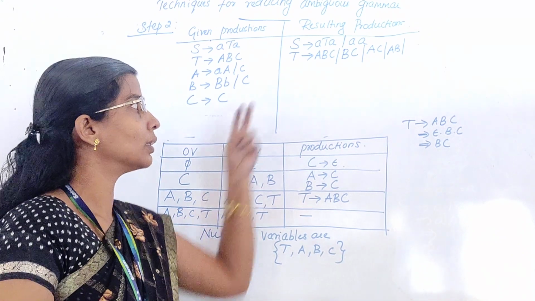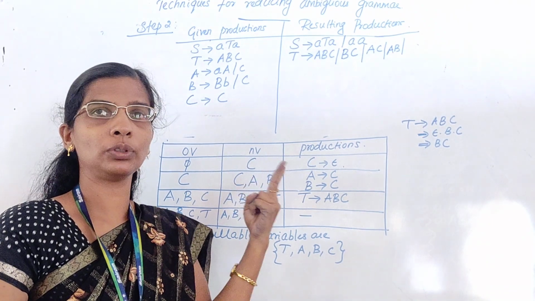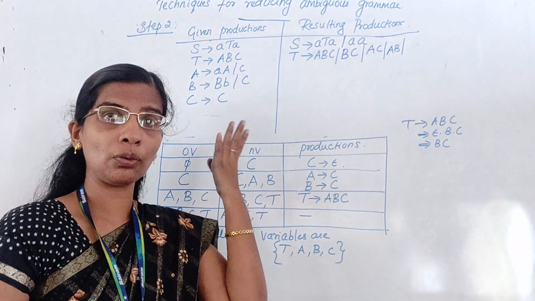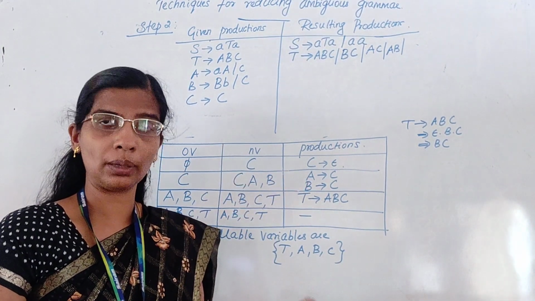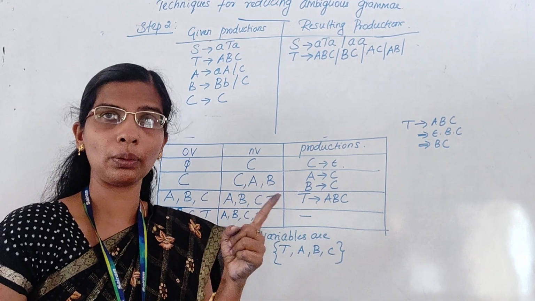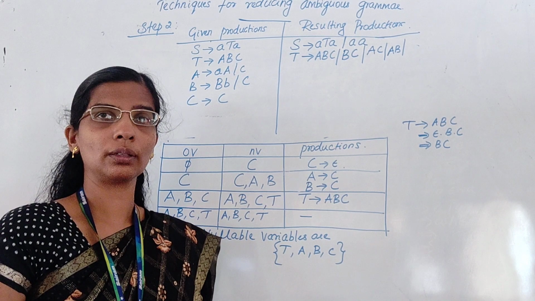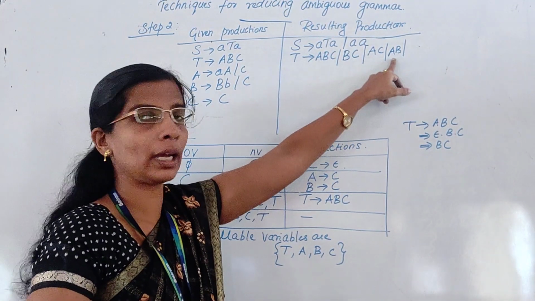Next, since all three variables are nullable variables, two, two you have to substitute. First one by one, then two, two. Suppose there are four variables and all four are nullable variables, what you have to do? First one by one, then two, two, then three, three and at last all four together. So here one by one I have finished.